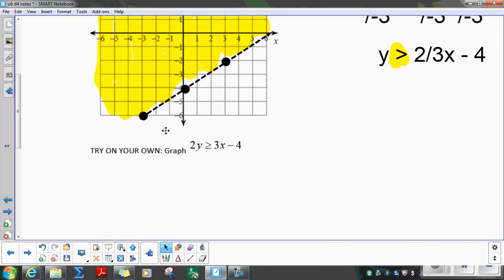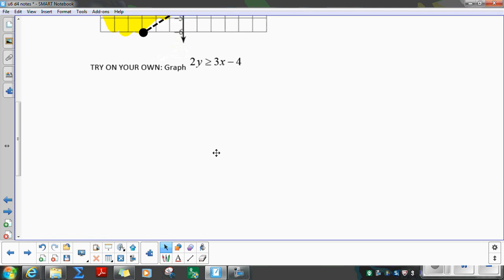So now you're going to try this one on your own. You do have a graph, I just didn't put it here. So you're going to graph this one on your own, okay? And we will go over it in class. All right?